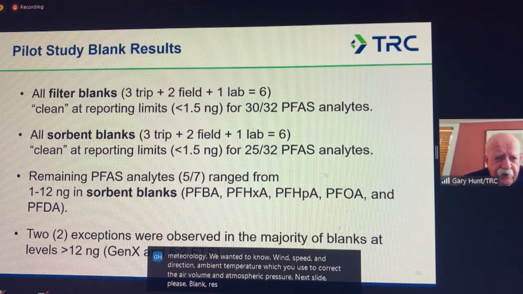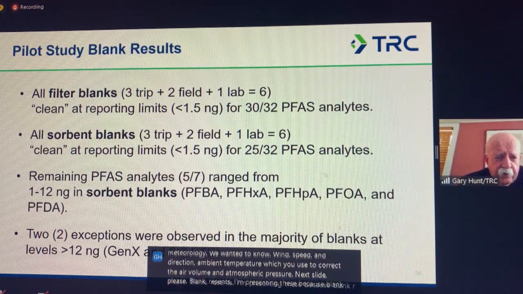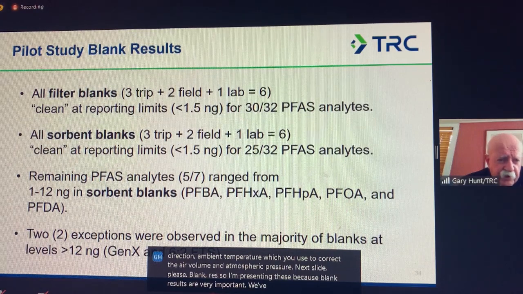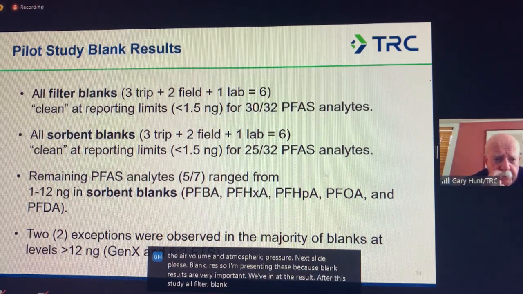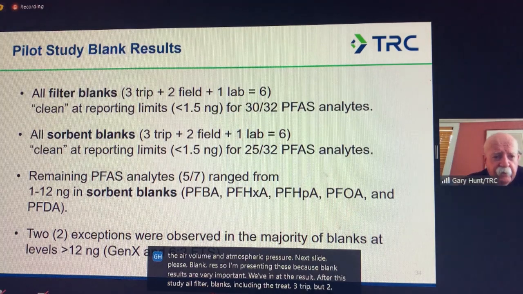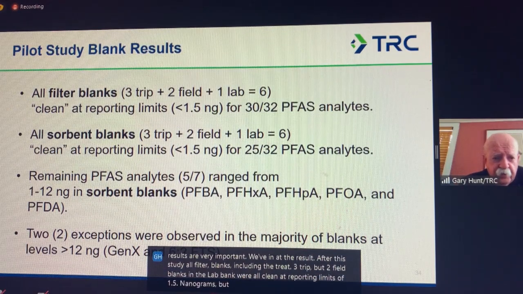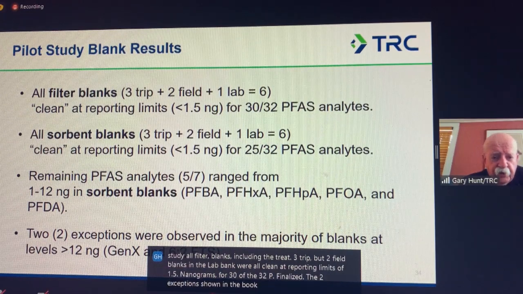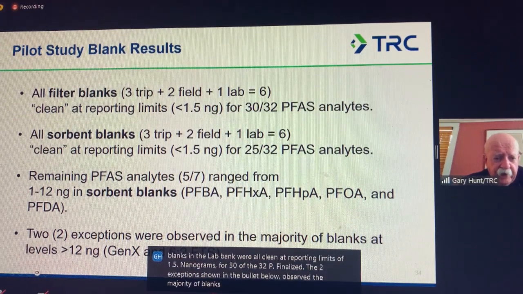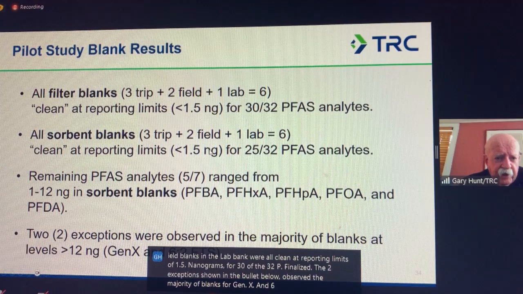Blank results. I'm presenting these because blank results are very important. After this study, all filter blanks, including the 3 trip and 2 field blanks and the lab blank, were all clean at reporting limits of 1.5 nanograms for 30 of the 32 PFAS analyzed. The 2 exceptions, shown in the bullet below, were observed in the majority of blanks for GenX and 6:2 FTS.